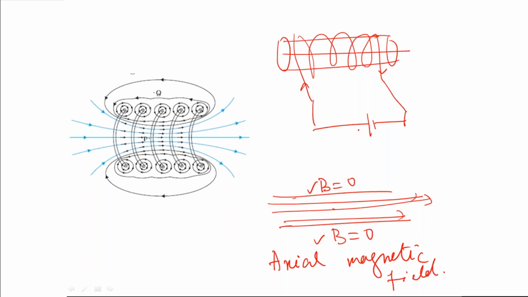Only 4 people are there. Shall I continue the derivation of the magnetic field due to this solenoid, or shall I do it in the next class? What do you think? Sir, do it in the next class. Okay, then we'll do it in the next class. Many are absent, yes. Okay, then I'll stop the class now.